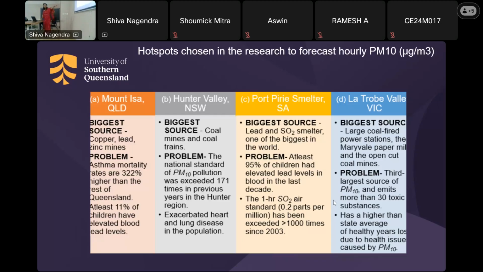So if you see, all of these stations have had studies done on young children, and all of the young children have elevated lead levels, which is a major concern. And the government won't shut them down because it's a prime source of money or funding for the government. So it's very hard for the government to shut down such projects which are happening in the area.